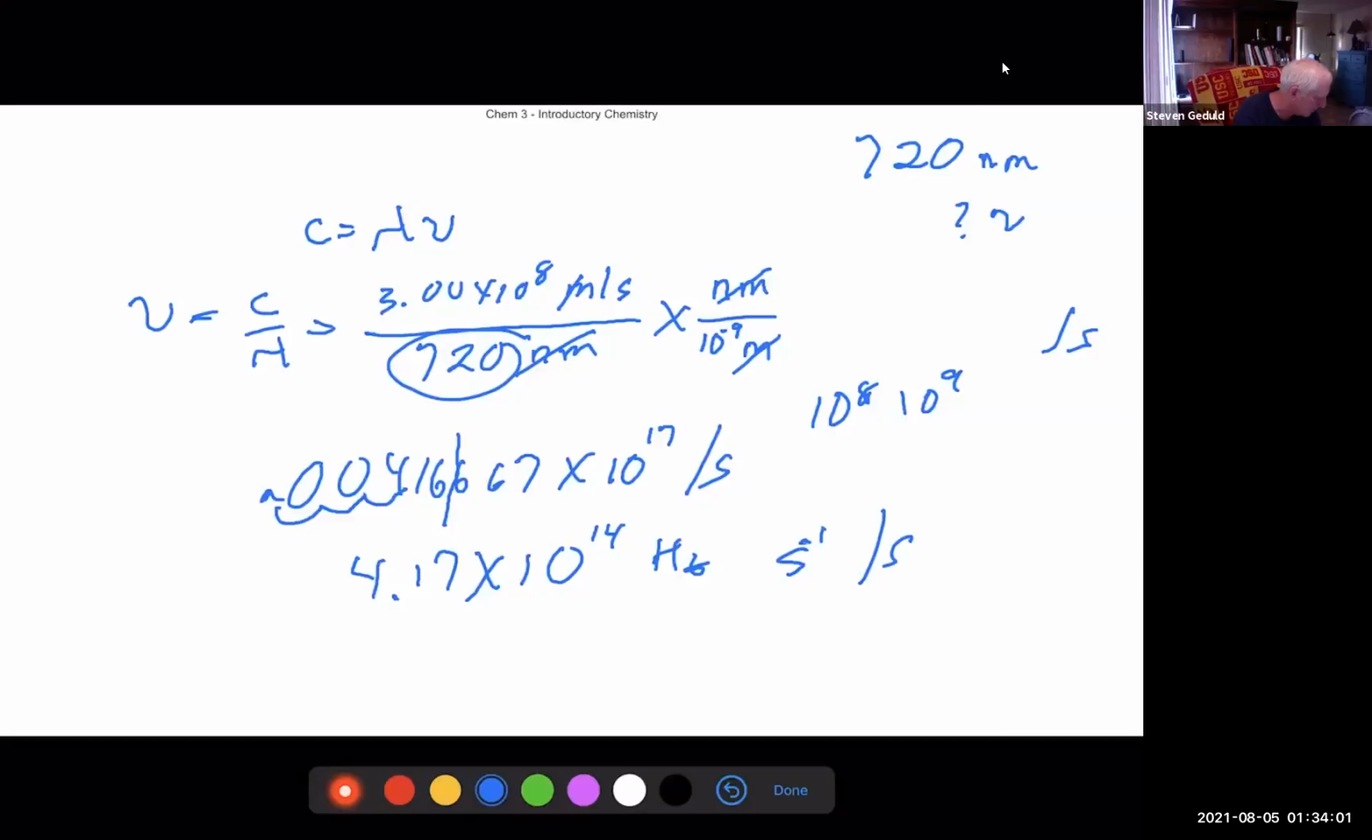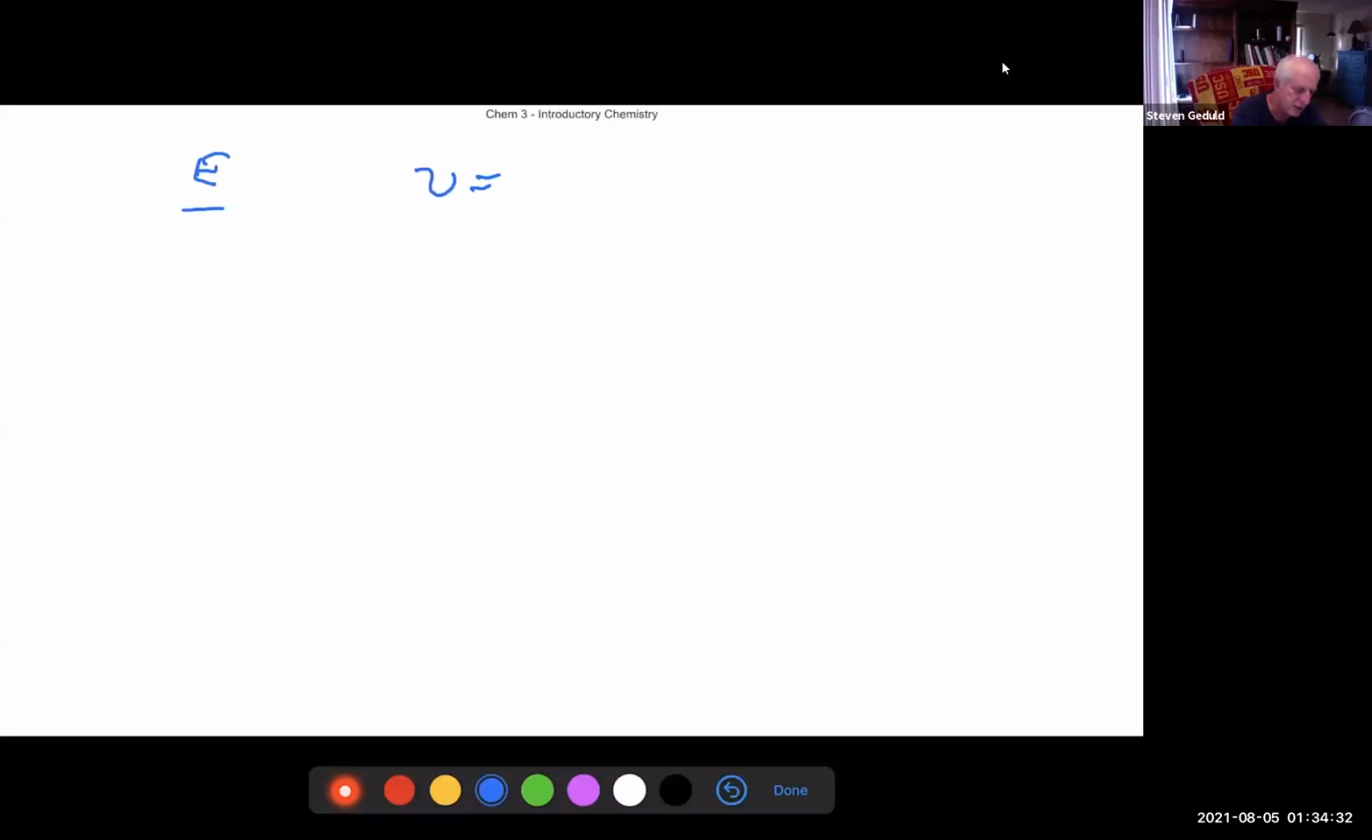And let's see what. Let's do a couple energy ones here too. Okay, so one of the questions in the book says, the energy in joules of a beam of light whose frequency, so you want energy, is equal to 6.98 times 10 to the 14 hertz.